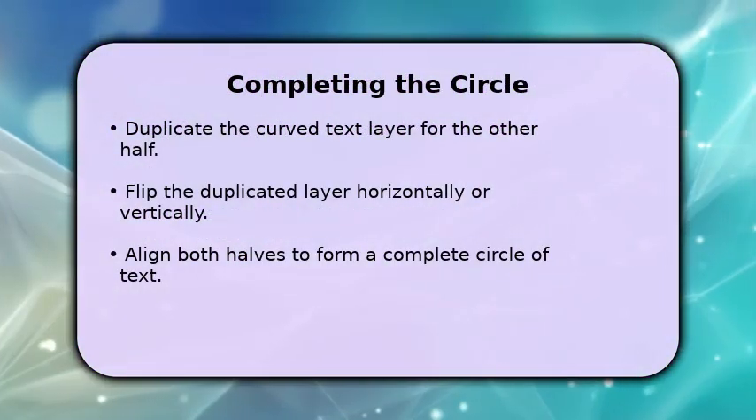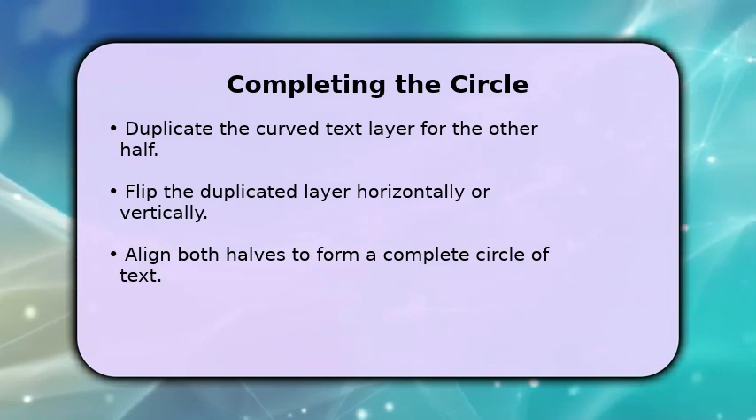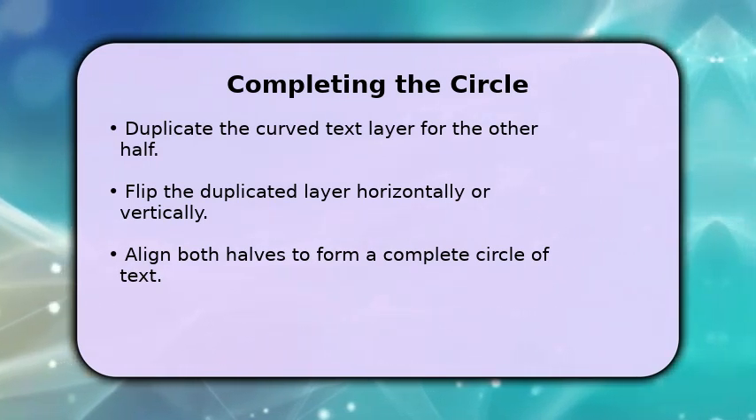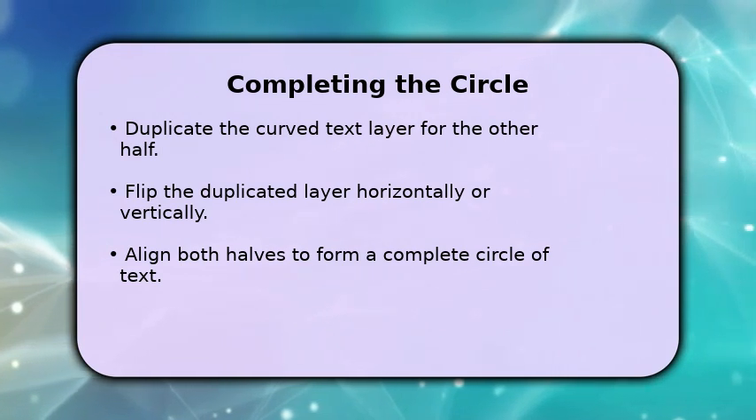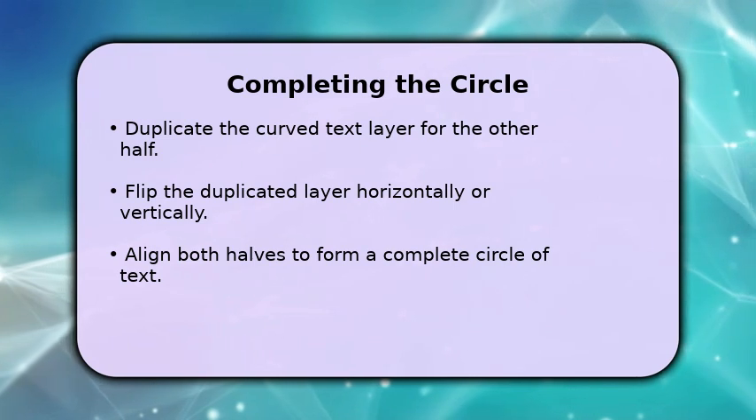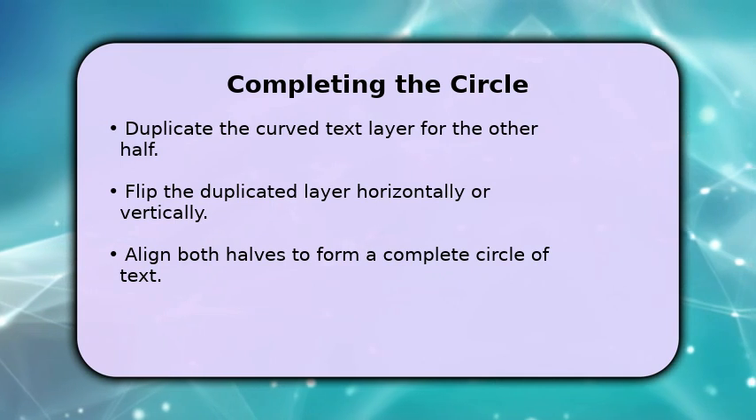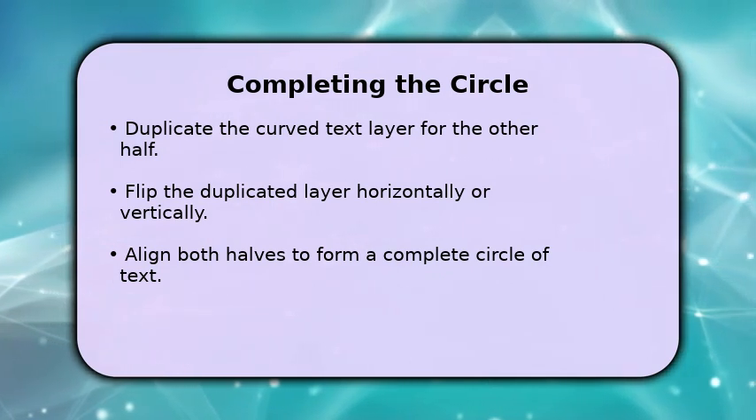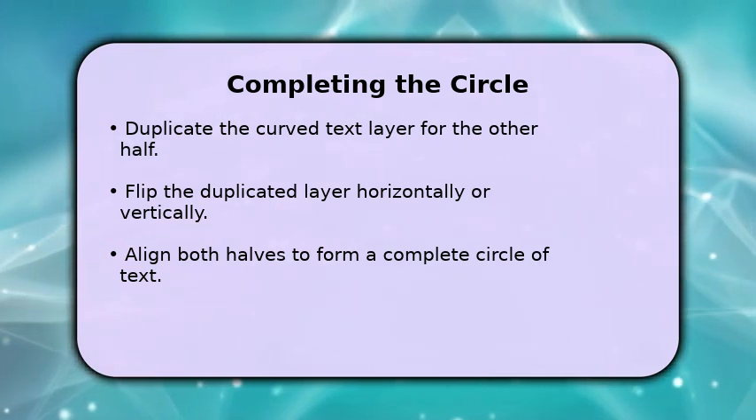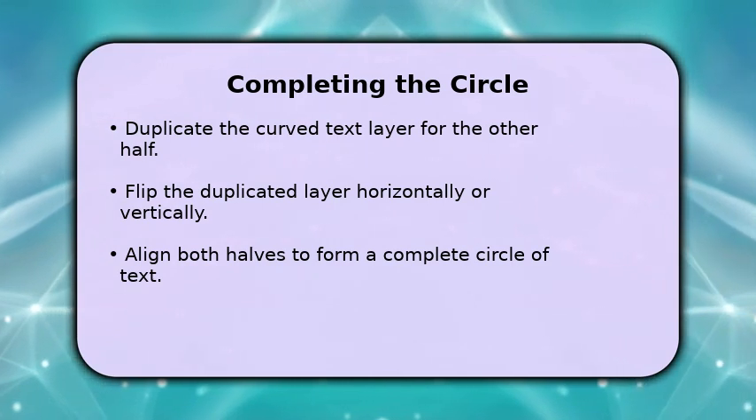To complete your full circle of text, duplicate the curved text layer you just created. Then, use the Transform tools to flip this new layer, either horizontally or vertically, depending on your desired orientation. Carefully align the two halves to form a perfect, continuous circle. You can then merge the layers and add any additional effects or shadows to make your circular text truly stand out in your artwork.